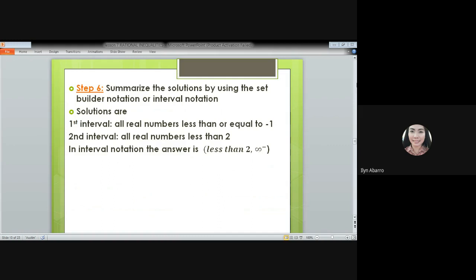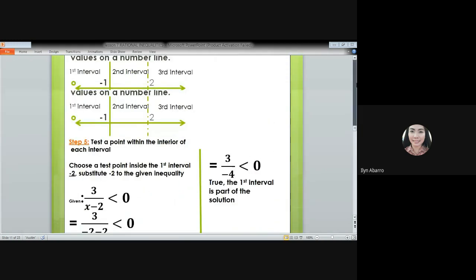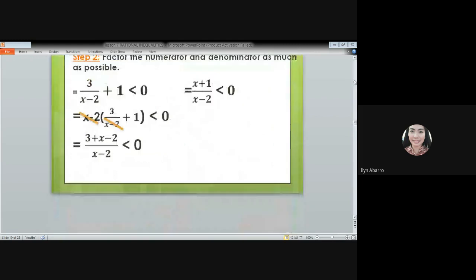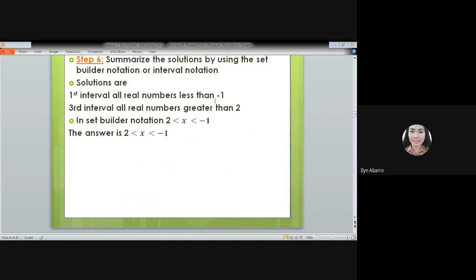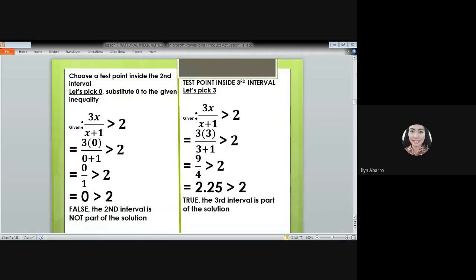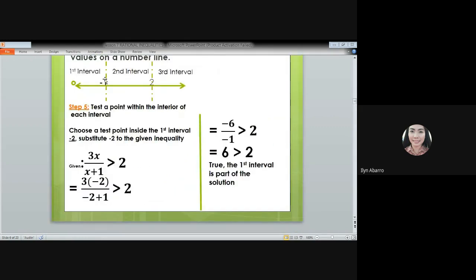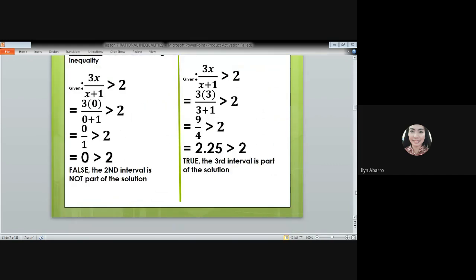So, let's compare it to our number 1, where we used set builder notation. Why set builder? Because our answer has two areas: the first interval and the third interval. They are separate, like two areas, unlike in number 2 where they were combined. So, when the intervals of the solution are separate, we use the set builder notation.